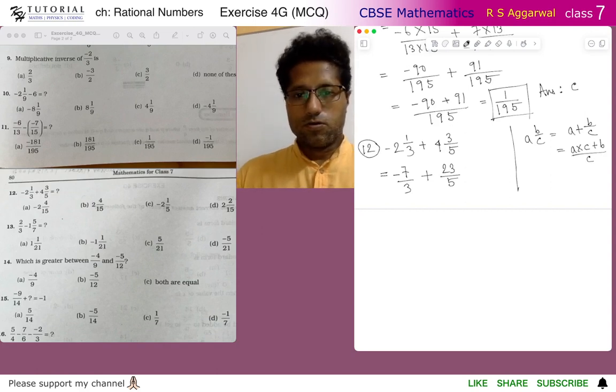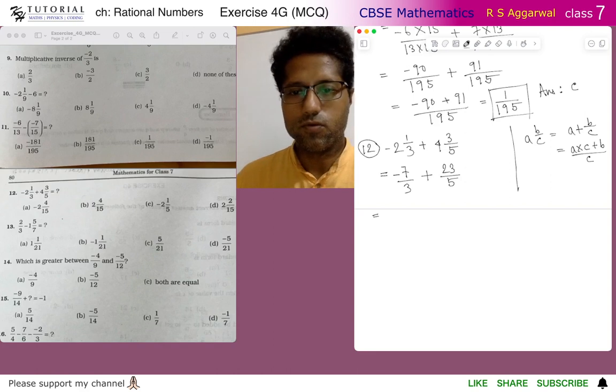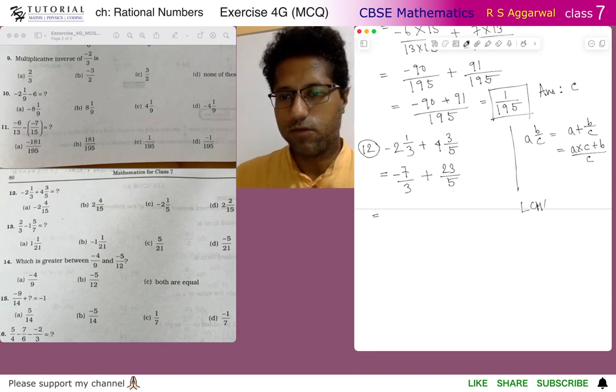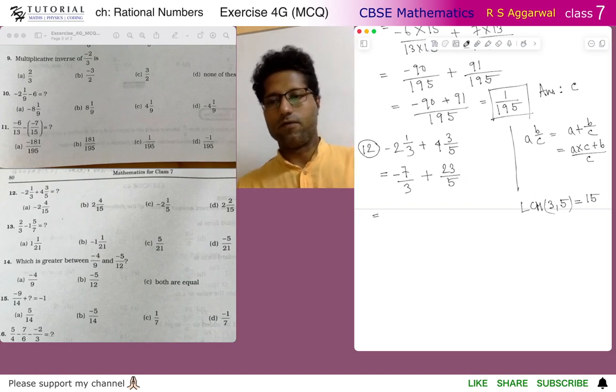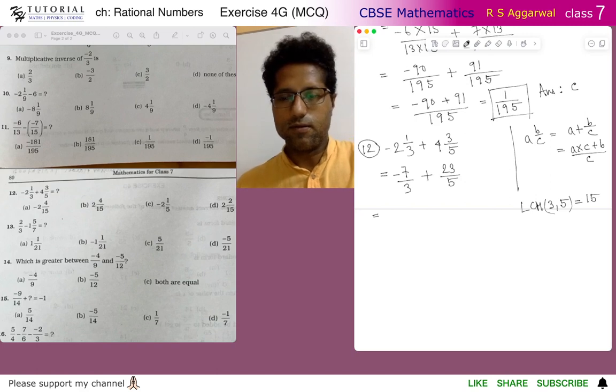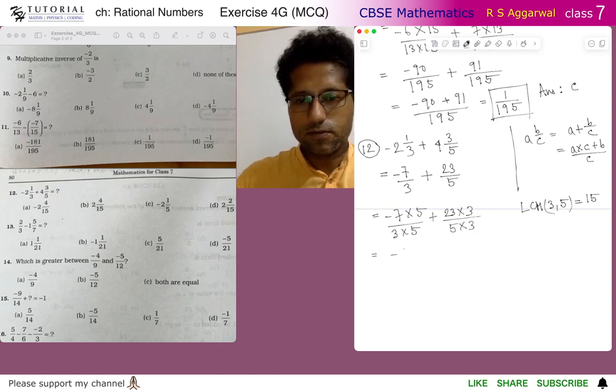Now we have to add these two rational numbers, and they have different denominators. So we have to find the LCM of the denominators. The LCM of 3 and 5 is obviously 15. So now we have to convert the rational numbers minus 7 by 3 and 23 by 5 to their equivalent rational numbers, so that they both have a common denominator of 15. So we have minus 7 into 5 by 3 into 5 plus 23 into 3 by 5 into 3. So this is minus 35 by 15 plus 69 by 15.